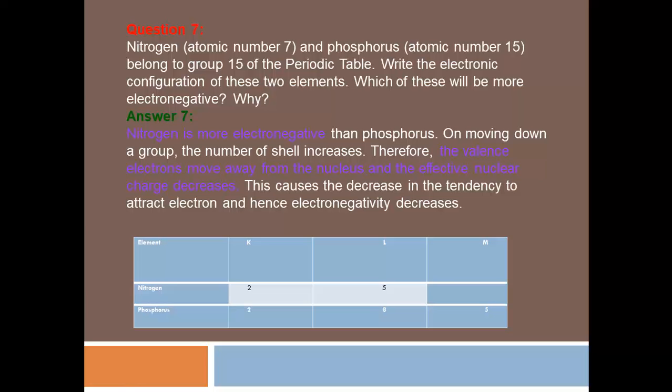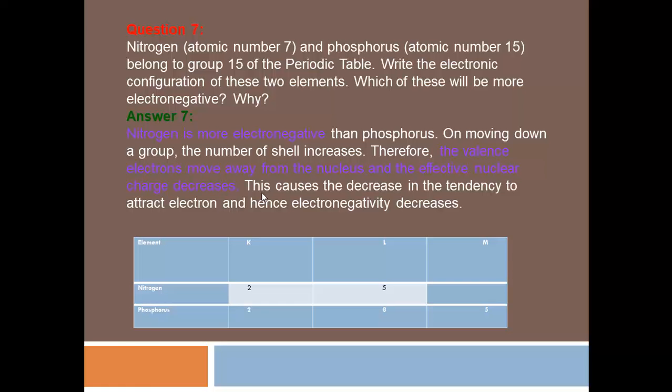We know that electronegativity is the ability of an atom to attract electrons towards it. So here a smaller atom will gain electrons easily compared to a bigger atom. So definitely nitrogen is more electronegative than phosphorus. See here, in another way the answer is given. On moving down a group, the number of shells increases. Therefore, the valence electrons move away from the nucleus and the effective nuclear charge decreases. This causes a decrease in the tendency to attract electrons and hence electronegativity decreases. So you can write in your own words.